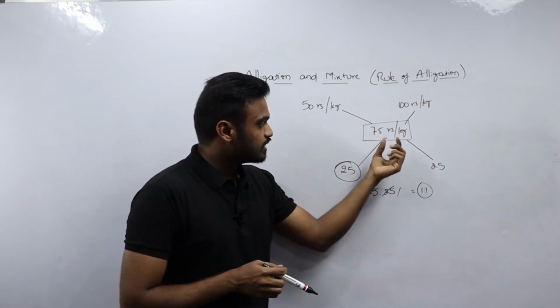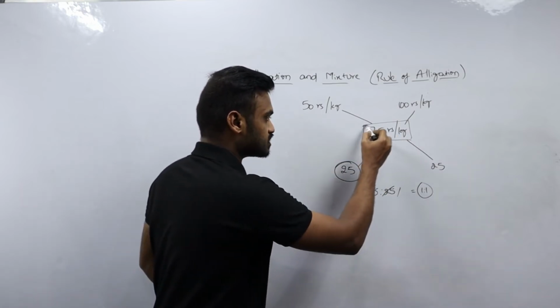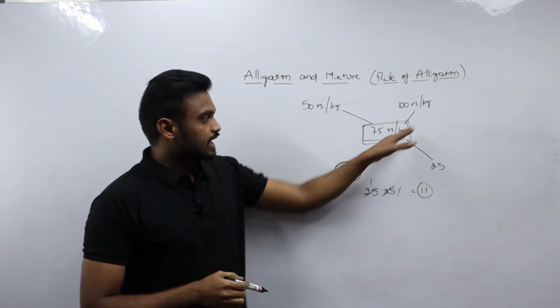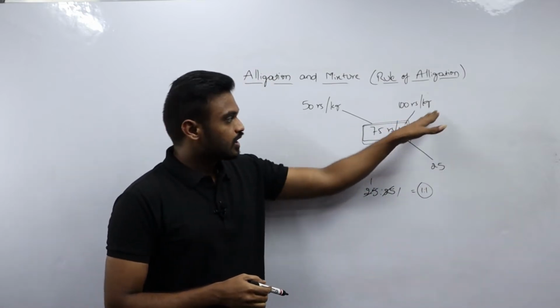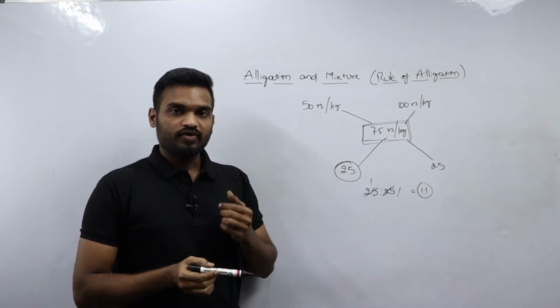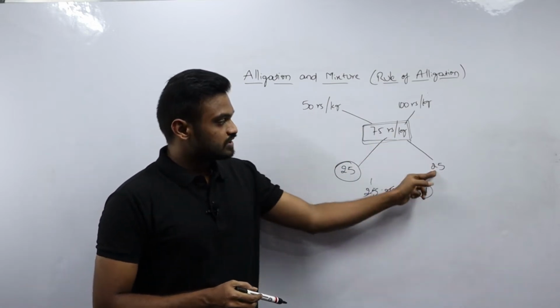Okay, so we will write this resultant quantity of rice quality in the middle. This is called mean price. Now I will find the difference between the higher quality of rice and the mean price, that is 25. Now I will find the difference between the mean price and the lower quantity. So the difference is 25.